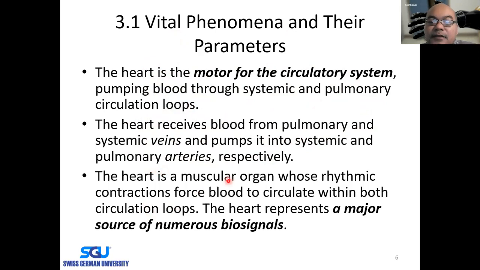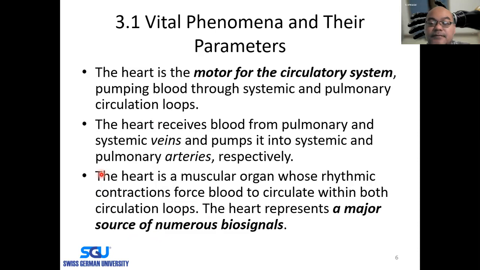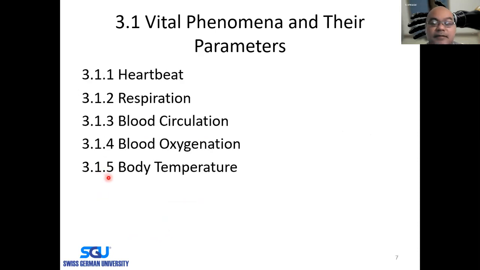So the heart is a muscular organ whose rhythmic contraction forces blood to circulate within both the systemic and pulmonary loops. Therefore, the heart represents a major source of numerous biosignals, as we have also learned. What are these numerous biosignals that are related to the heart?